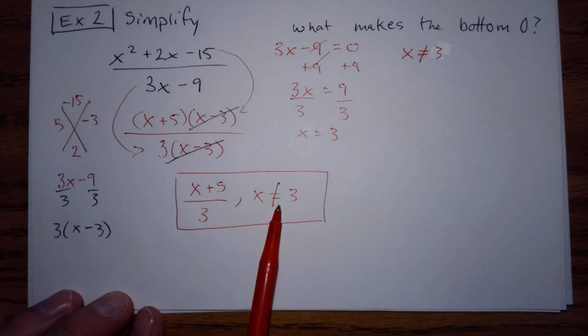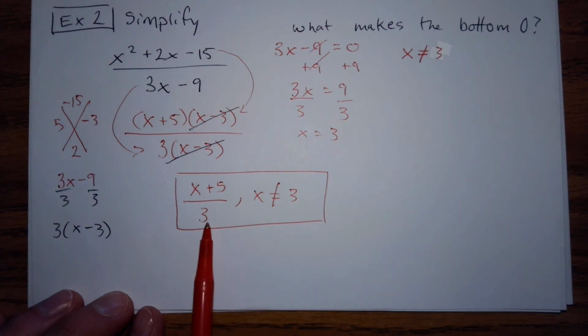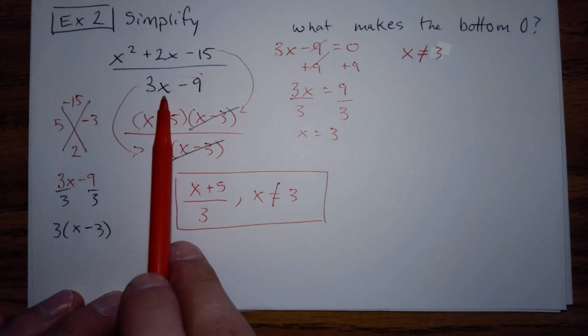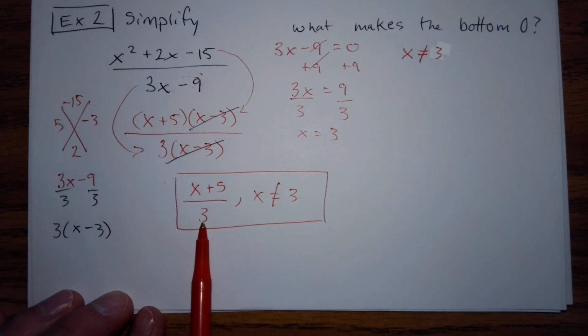This 3 doesn't come from the bottom being 3. It comes from whatever I set this equal to, whenever I set this equal to 0 and solve. So it was a coincidence that it happened to be 3 here.